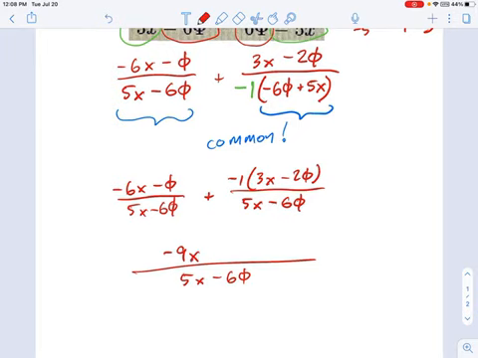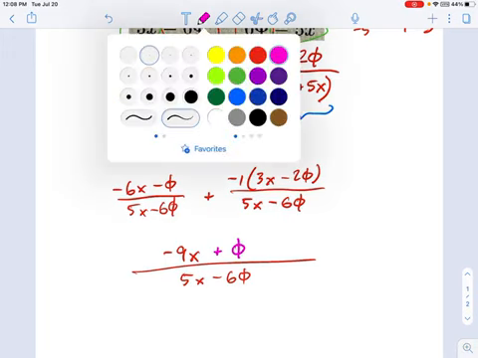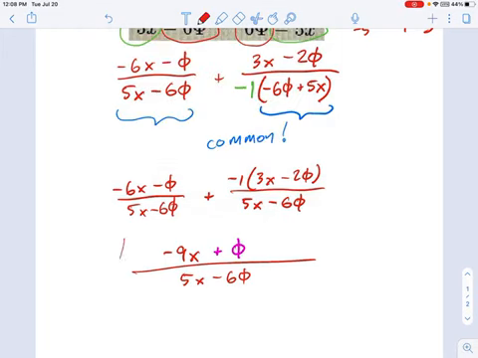And it looks like I've got a, let's see, what do we have here? A negative phi and a positive 2 phi when you multiply it by that -1. So that becomes negative, positive, that becomes plus phi. And there's nothing else to cancel out at this point. We have simplified this into a single fraction, and that is where we stop.